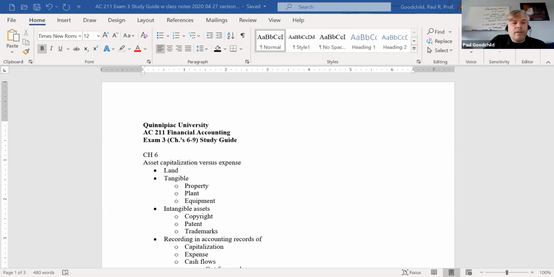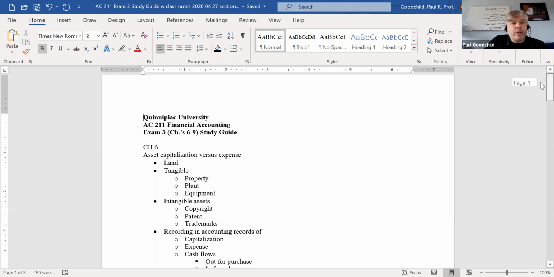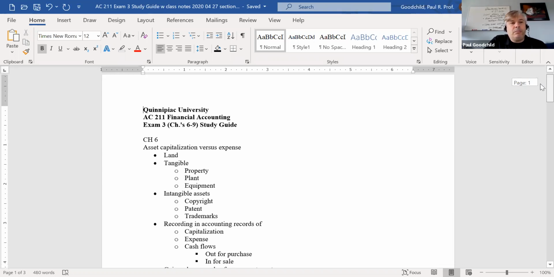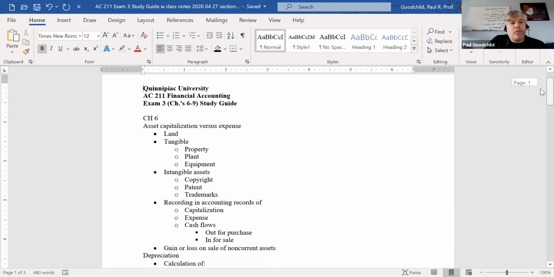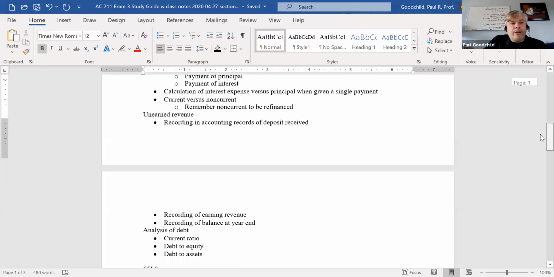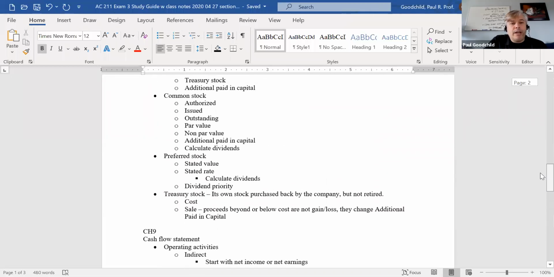Okay, so this is in the course materials, exam study info, exam 3 study guide. And it's really just an outline. What I did was go through the questions on the exam and highlight all of the topics that are covered. Now, in some cases, I put a little more on there.